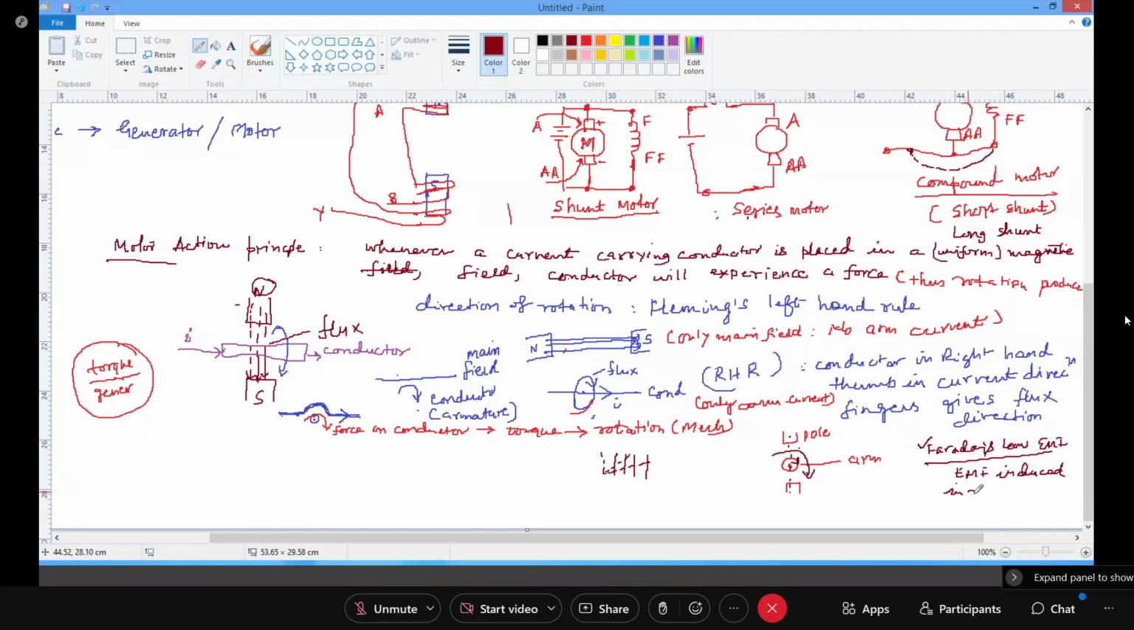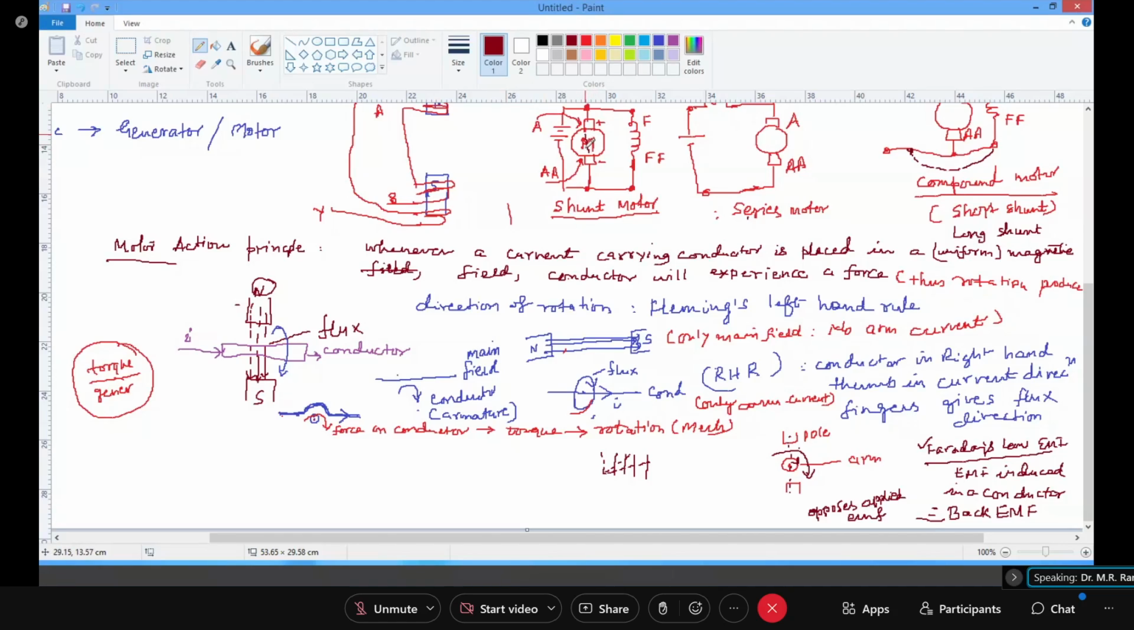EMF is induced in a conductor. And this induced EMF, or generated EMF, we call it a back EMF. Why do we call it a back EMF? Because it opposes the applied EMF. So the opposition is back. It opposes the applied EMF. What do I mean?